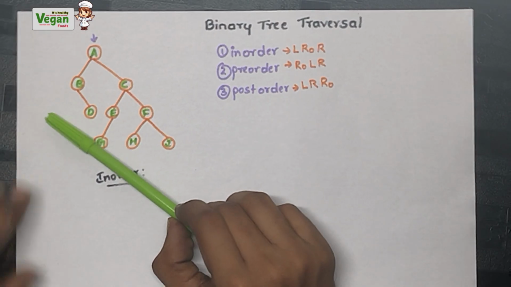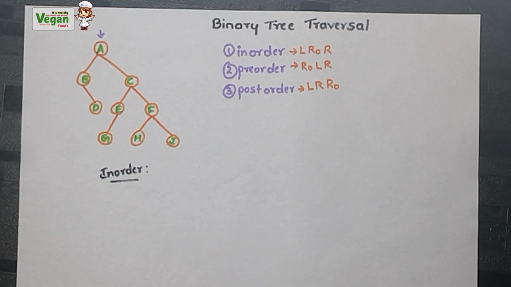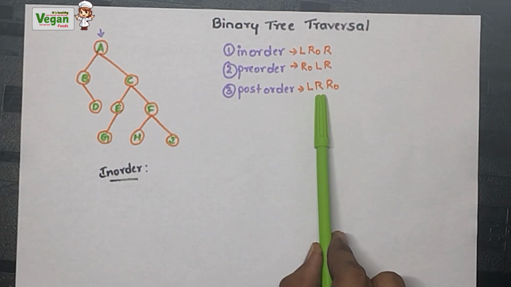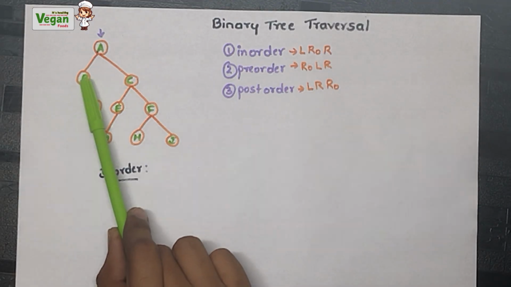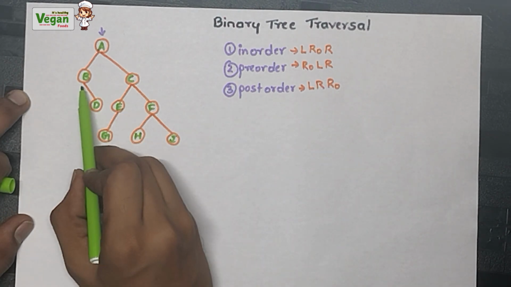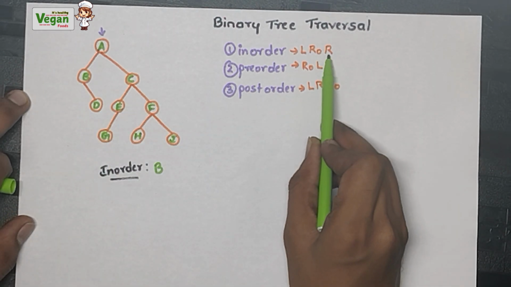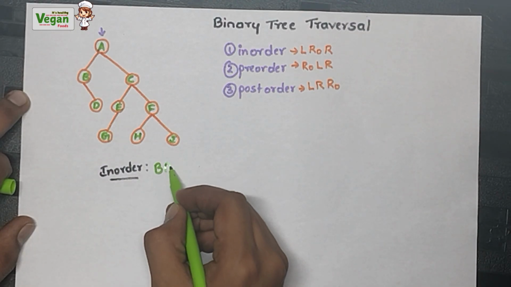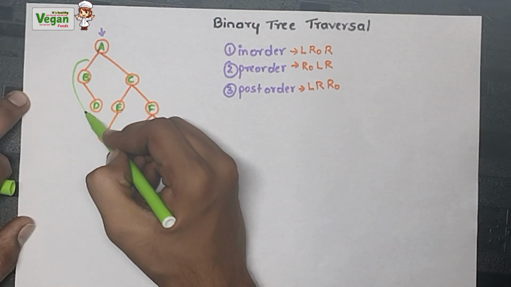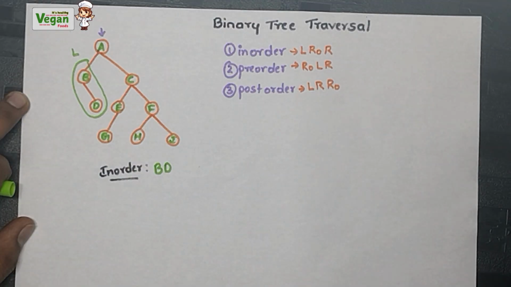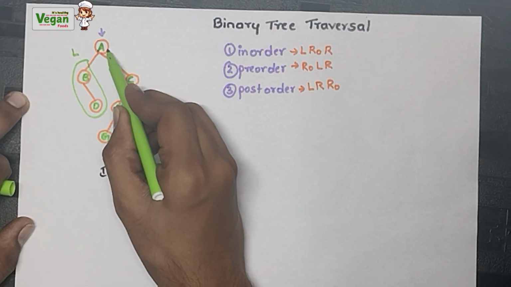Go towards the left. After B there is no left node. So what must I do? Left node is not there, next is root. So I must consider B as the root and first write B. Next I must write the right. What is the node on the right side? D. Now this much is over. This whole will be considered as the left node for this one.